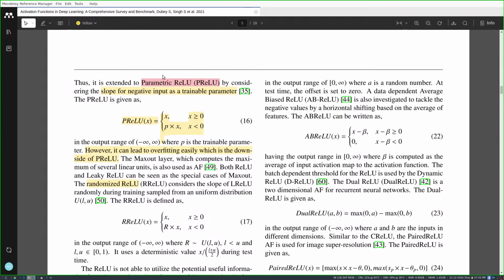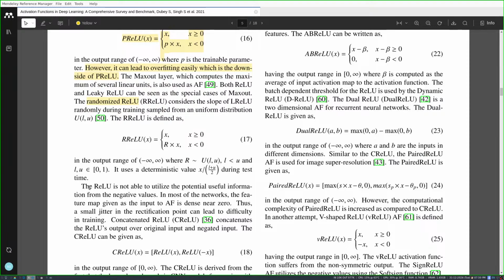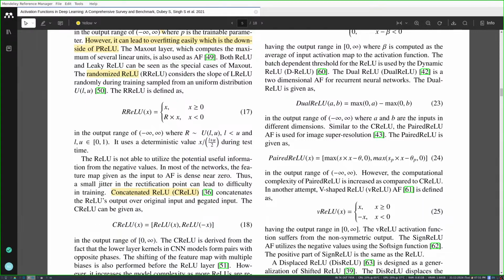Randomized ReLU. The ReLU is not able to utilize the potentially useful information from negative values. In most outputs, the feature map given as input to the activation function is dense near zero. Thus, a small jitter in rectification can cause difficulty in training. Concatenated ReLU: concatenate the ReLU's output over the original output and the negated output.